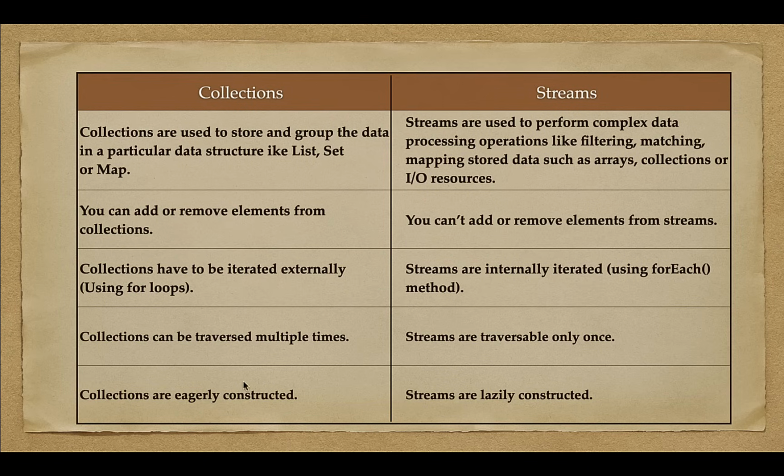Collections are eagerly constructed. It means whenever we create a list, set or map, all the elements are computed at the beginning itself, right? On the other hand, streams are lazily constructed. It means that in a stream we have two types of operations, intermediate operations and terminal operations. And until the terminal operation is called, the intermediate operations cannot be completed.